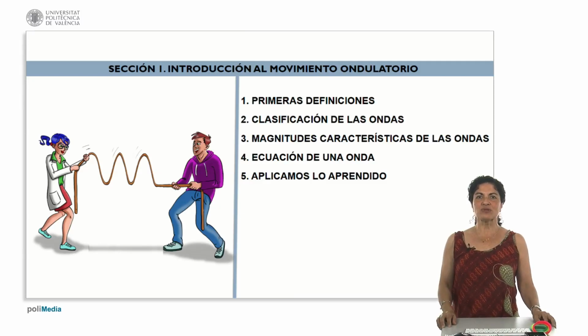During this lesson, we are going to see the different classifications that we can make of wave motion according to a particular characteristic.